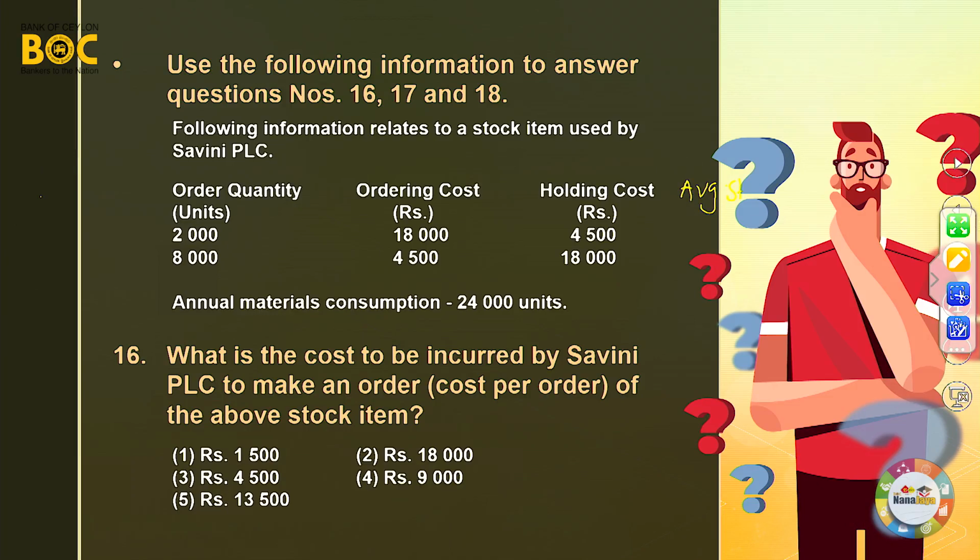Average stock. When you order 2000, half of that is average stock, 1000 units. When you order 8000, half of that is 4000 units.